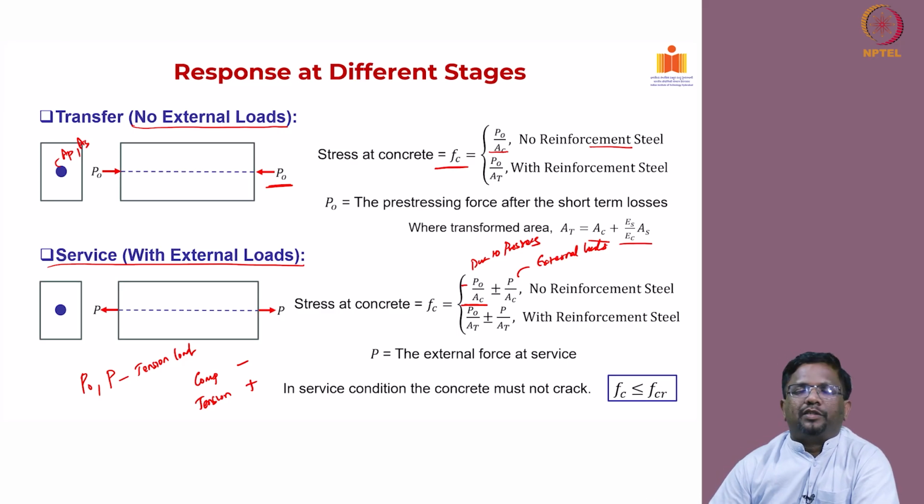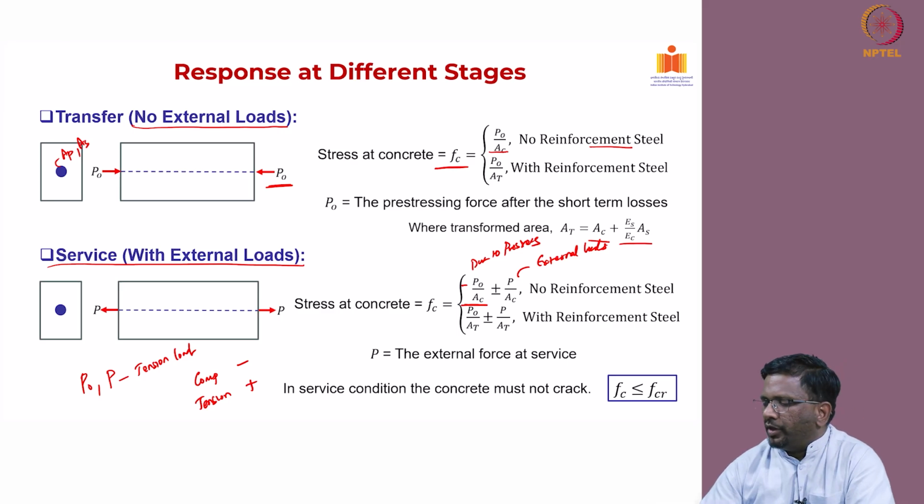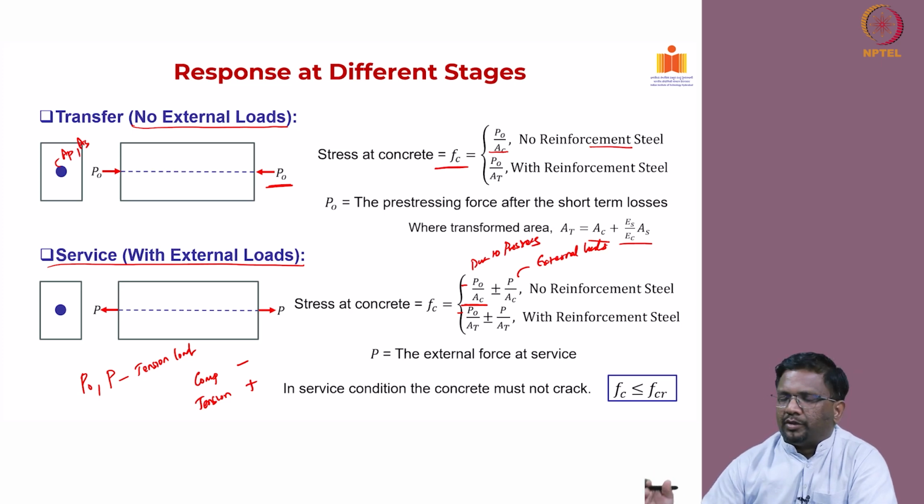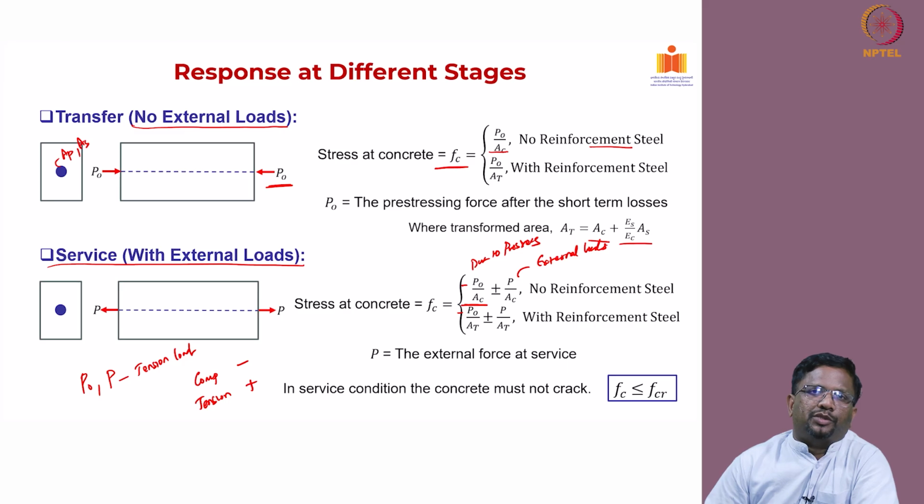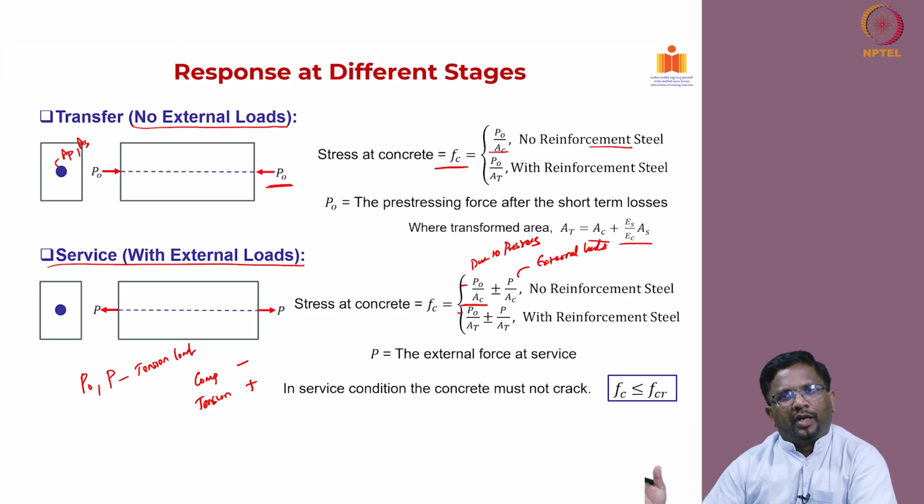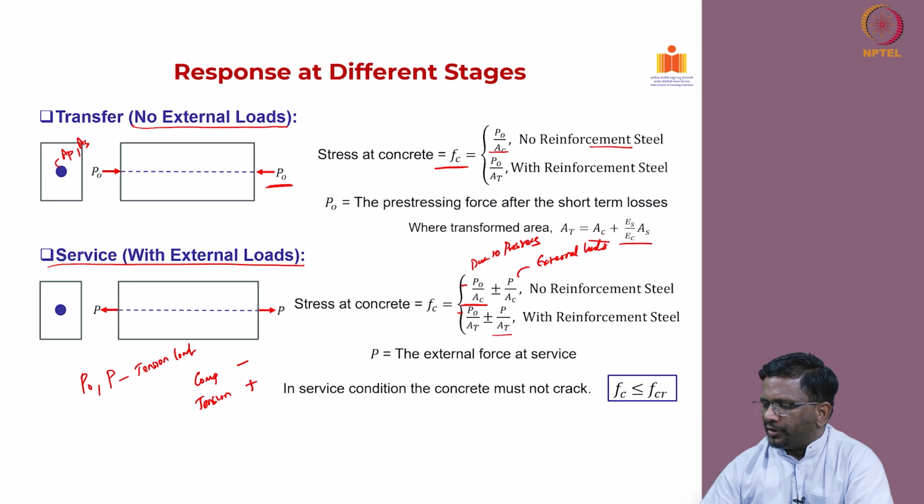The second case, when you have steel, of course, you need to put P minus P naught by AT, because compression is always going to be considered as negative in our sign conventions. So, negative P naught by AT is the stress induced by pre-stress. Then the external load is being resisted by a transformed section, which is AT.